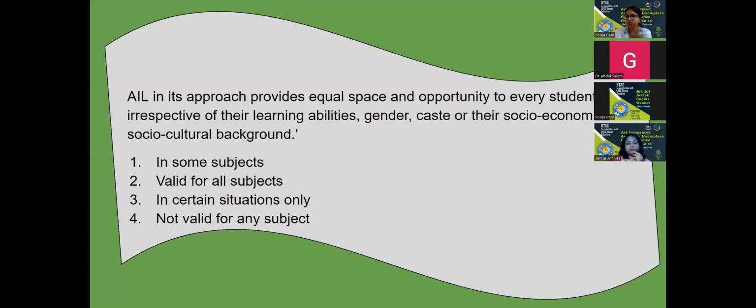I have already answered this question previously. Some of you have asked the question. So yes, the art integration approach is valid for all these subjects. It is not related with any individual subject, and not with any individual personality either. It is integrated with all these subjects.